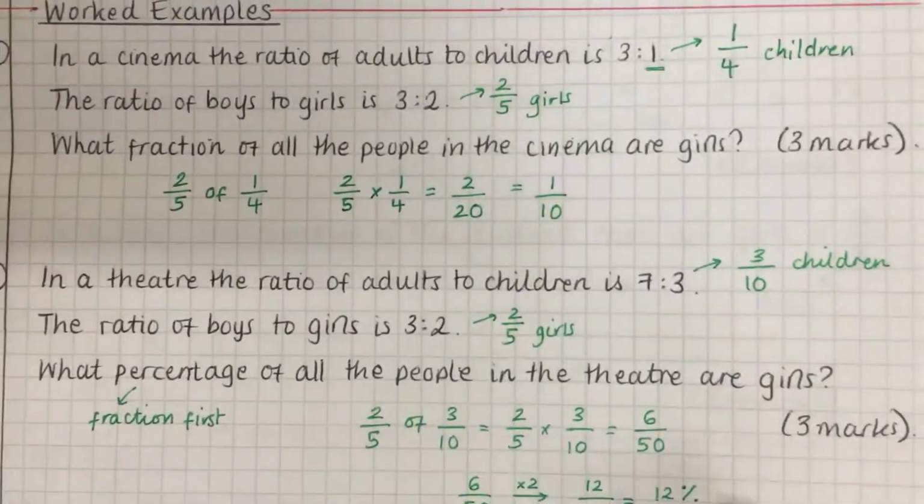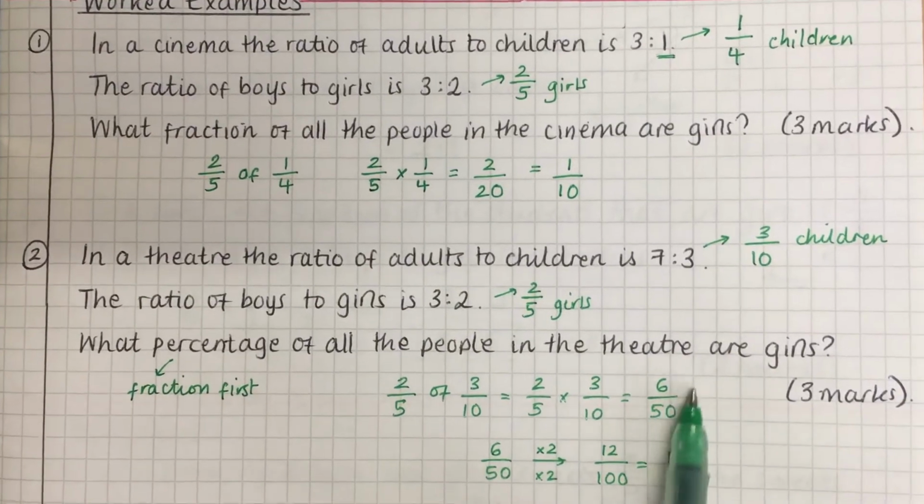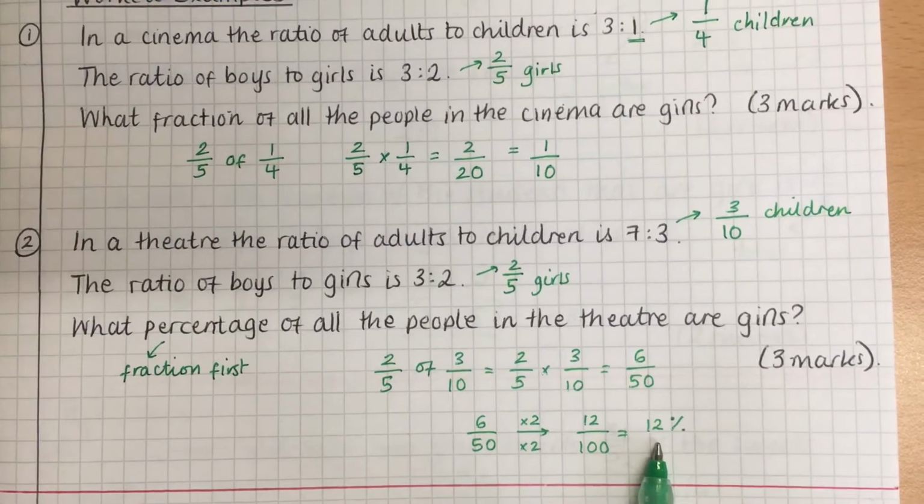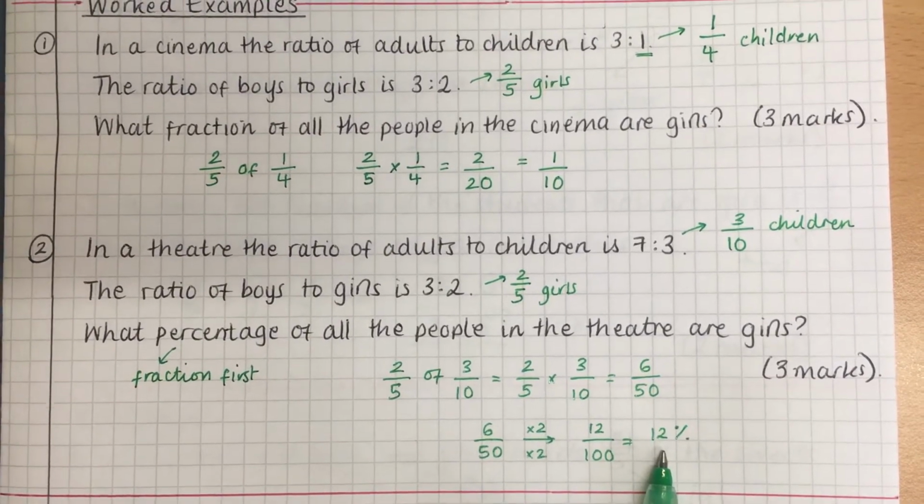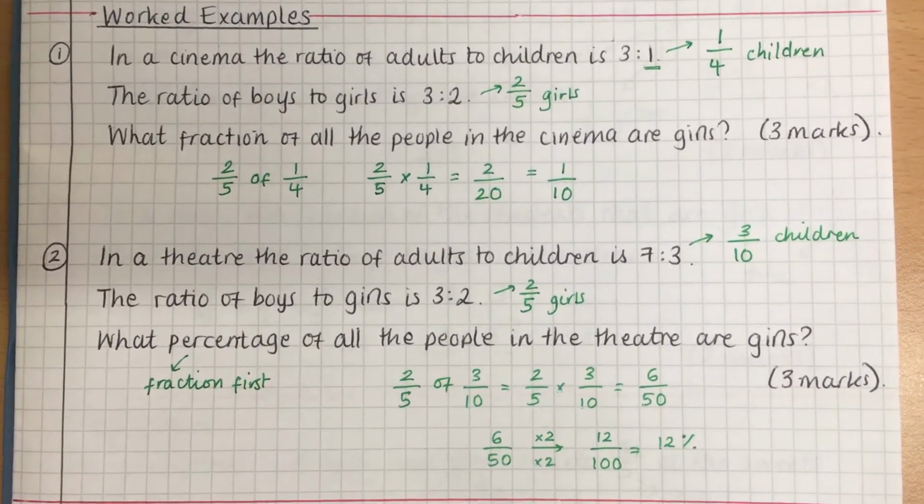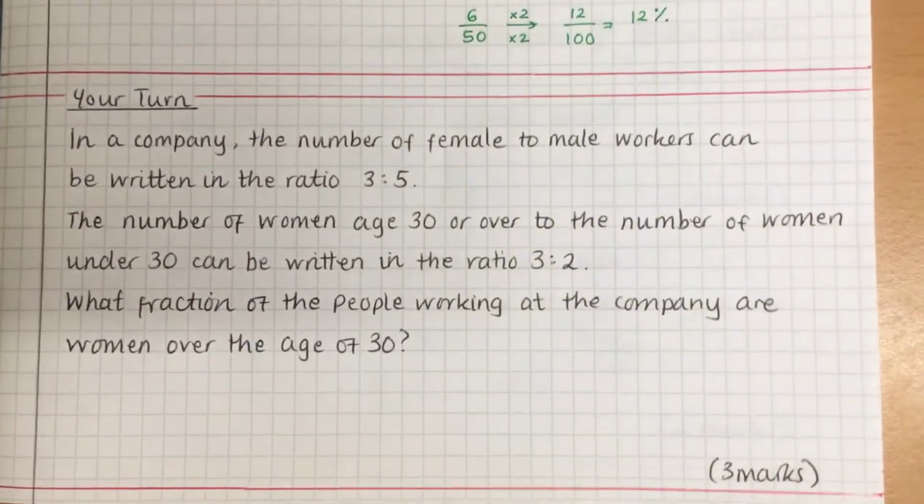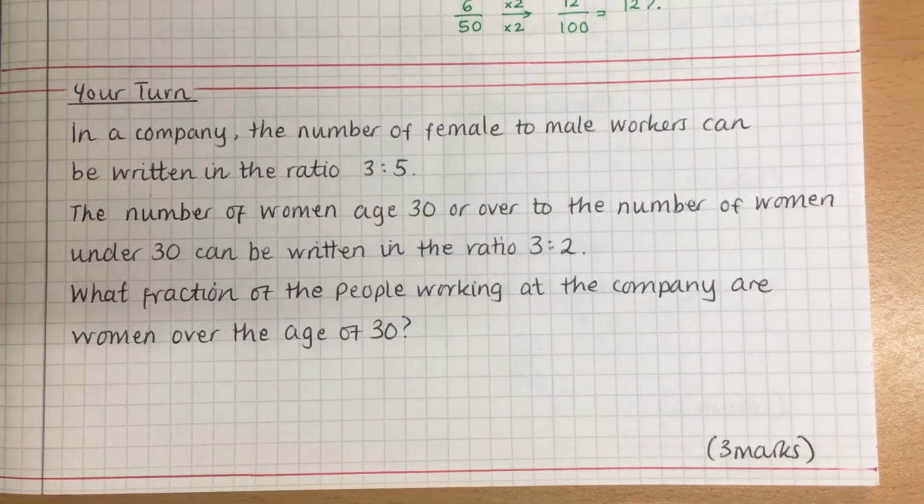So as a fraction, the fraction of all the people in the theatre that are girls is 6/50. And as a percentage, that's the same as 12%. And that's your final answer. So make sure that you've got those written down, that you've understood. And then have a go at this question on your own. Pause the video, come back to see if you've got it correct.